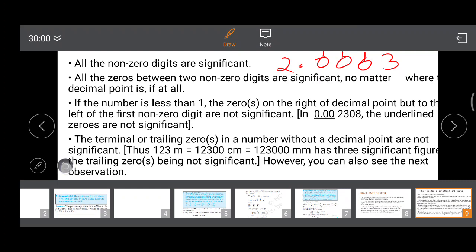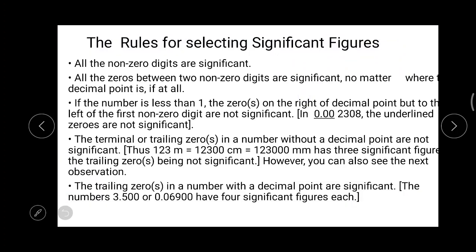Understood? The next rule is that if the number is less than 1, that means 0 point values, the zeros on the right of the decimal point but to the left of the first non-zero digit are not significant.